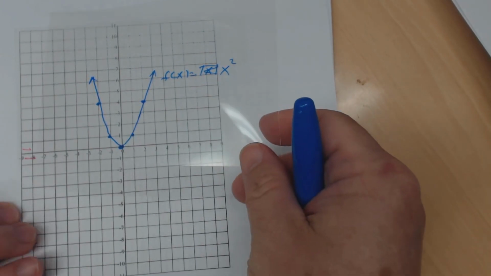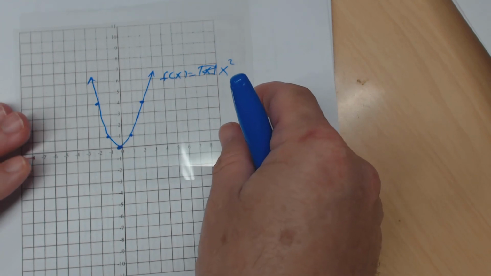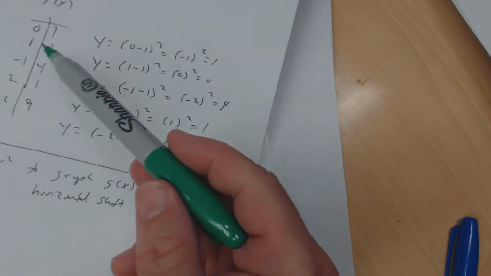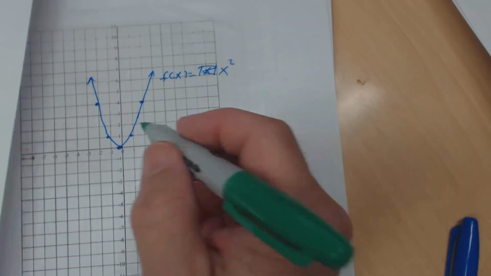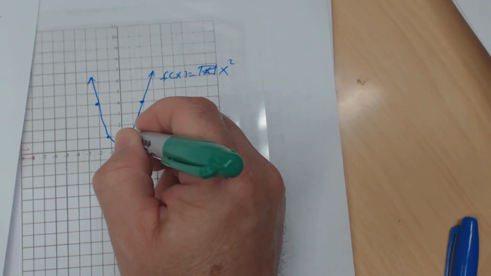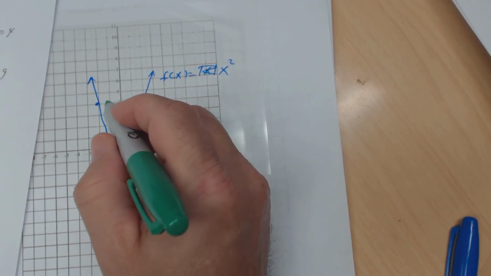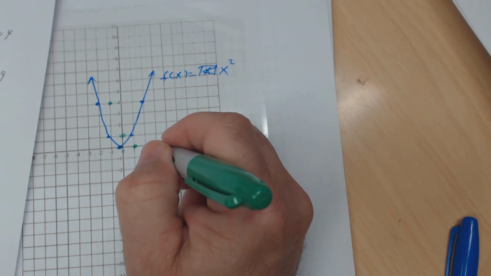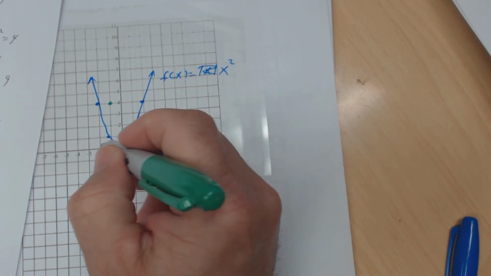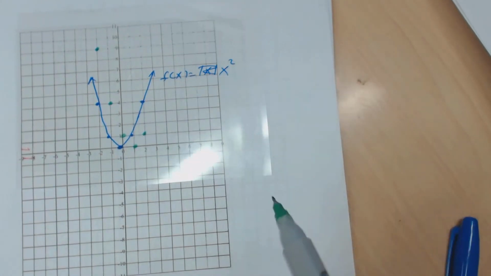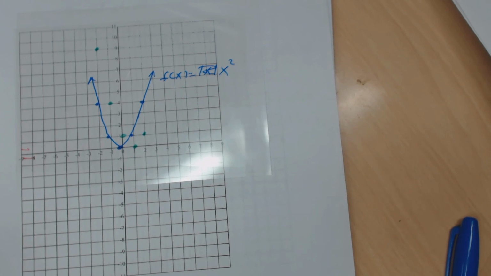All right, so now I'm going to plot those points in green for those that we just talked about. So I'm going to plot these points here. Okay, 0, 1 is here. 1, 0 is here. Negative 1, 4 is here. 2, 1 is here. Negative 2, 9 is here. Okay? All right, now I want you to notice something. Listen carefully to what I'm about to say.